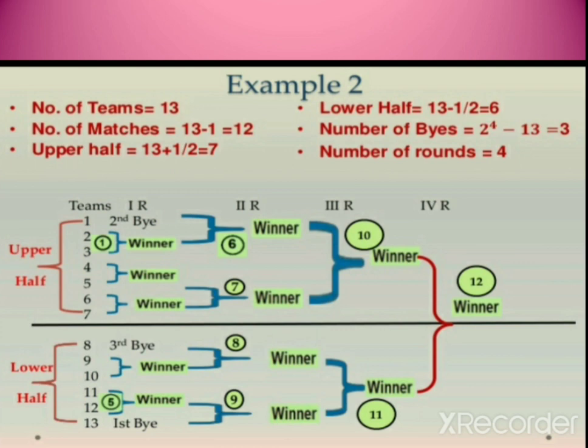So after 7 we will put a straight line. This should be a long line, because the upper half and lower half teams will meet only at the final, not before it. So that's why this line is a long line.